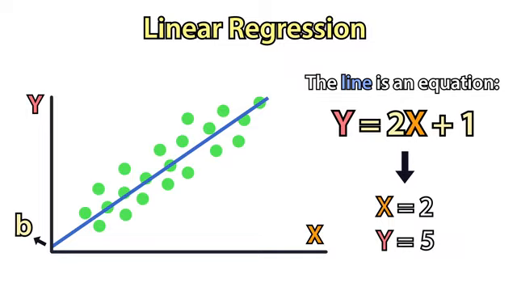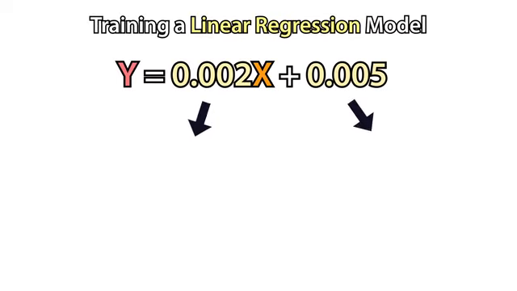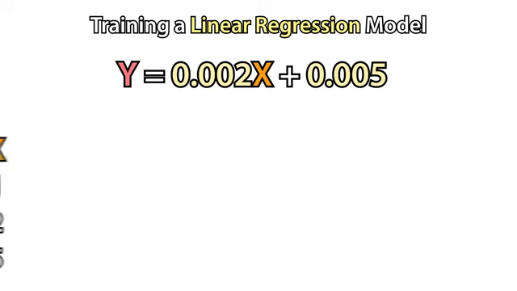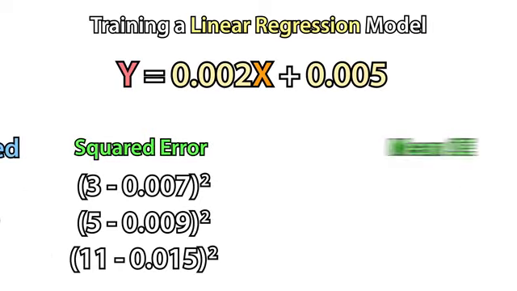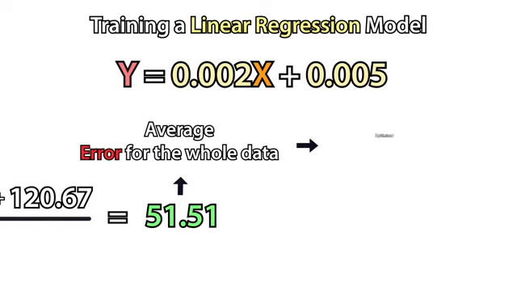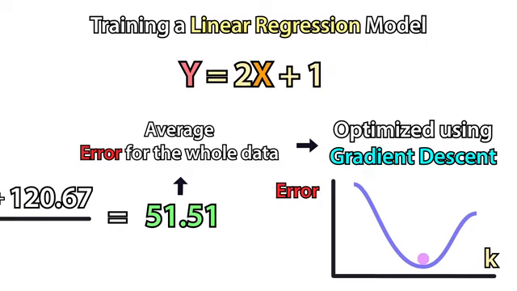To train a linear regression model, you generate an initial random coefficient or weight for the variable x and a bias. Using the initial guess, we predict the labels in our data and compare them with the actual ones. The error is then iteratively optimized with respect to the weight and the bias using gradient descent to find the most optimal values that minimize the error in our data.